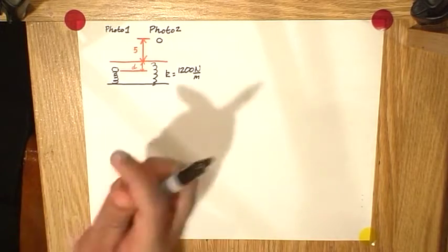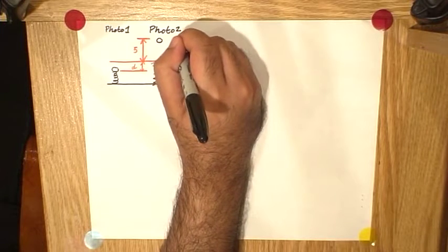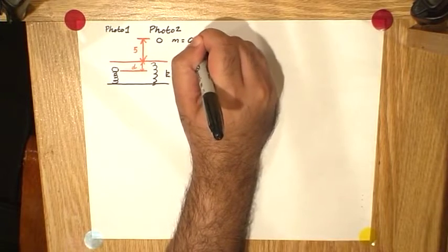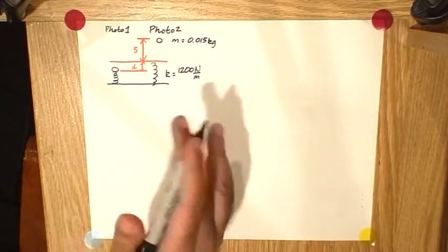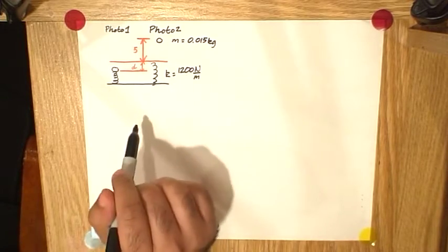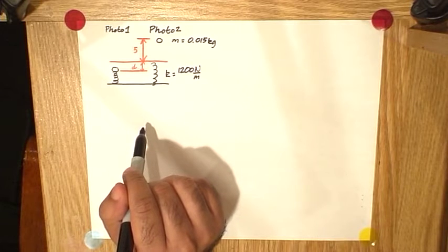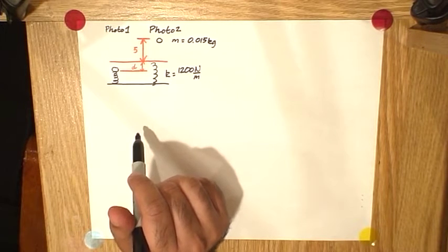The last thing we were told was that the mass of this object was 15 grams, which is 0.015 kilograms. So a couple of conversions that you have to do before you can start working with conservation of energy. It's a nuisance, isn't it?